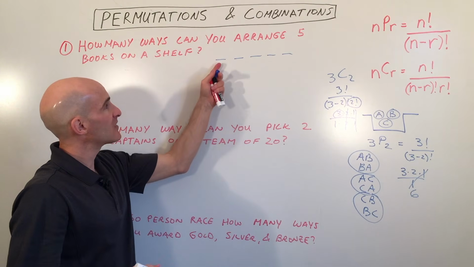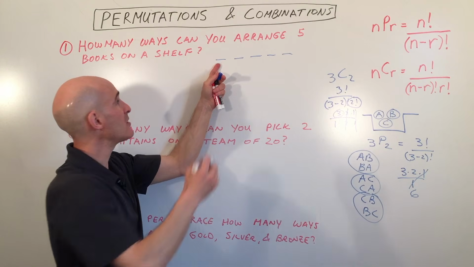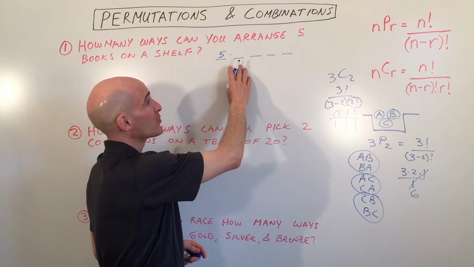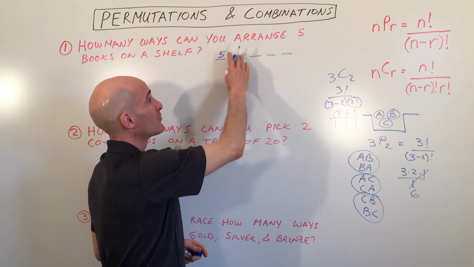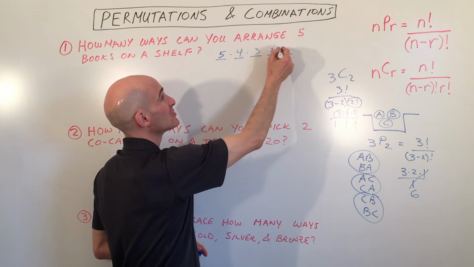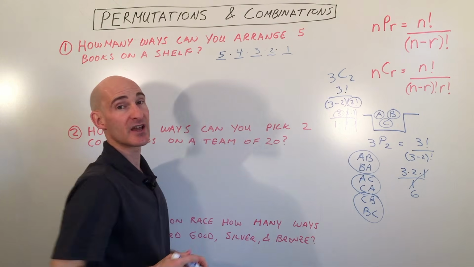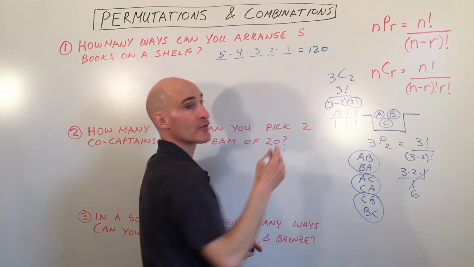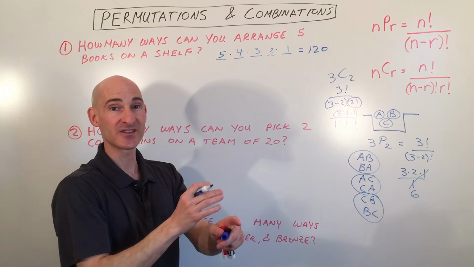And you can say, well, there's 5 choices for the book that I put here, right? Then once I put that book there, there's only 4 books left from which to pick from to put in the second position. And then it goes down from there, 3, 2, 1. And if we multiply all those together, we get 120 different permutations, different orderings, right?